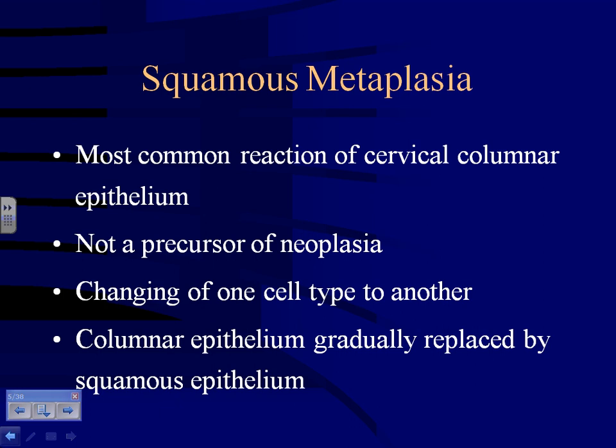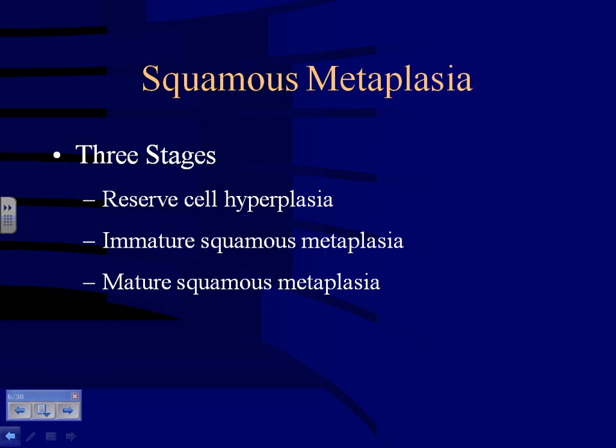So, again, squamous metaplasia is the most common reaction of the endocervical epithelium. It is not a precursor of neoplasia. Dysplasia is, but not squamous metaplasia. It is a changing or transformation of one cell type to another, whereby the columnar epithelium is gradually replaced by a more protective squamous epithelium. And there are three stages, as I just went through: reserve cell hyperplasia, immature squamous metaplasia, mature squamous metaplasia, before it then actually looks like just mature squamous cells.